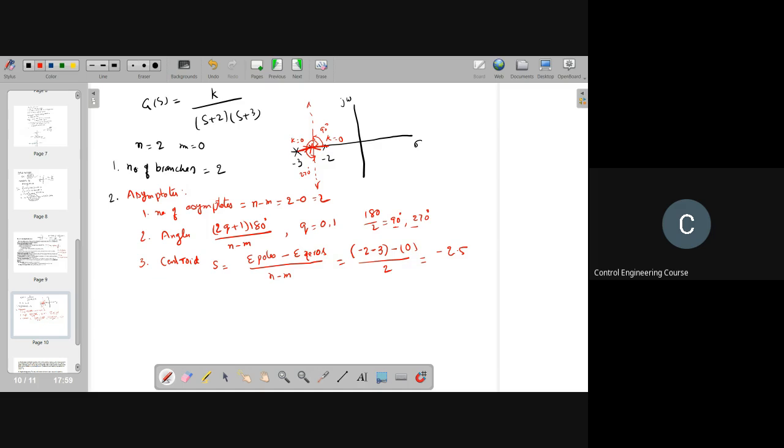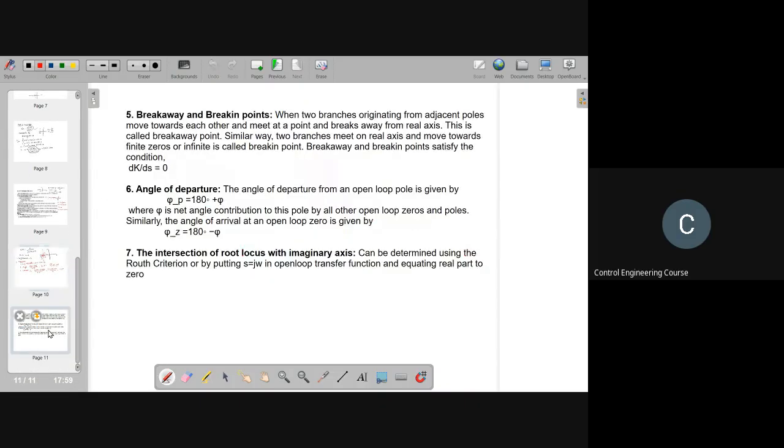So the next step is, we have learned about 4 rules. The fifth rule is breakaway and break-in points. They exist when we have a root locus like this, right? There are two poles which are adjacent to each other. Then one is moving like this and the other is moving like this. That means they intersect at some point. So this is called the break-in point.